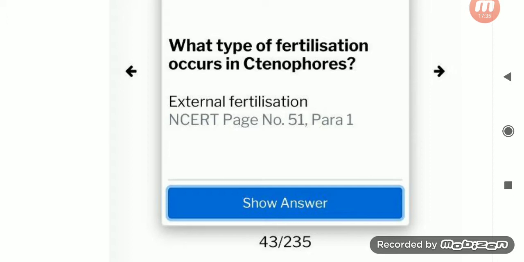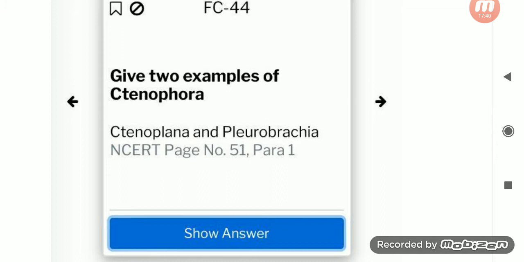Give two examples of Ctenophora: Ctenoplana and Pleurobrachia.